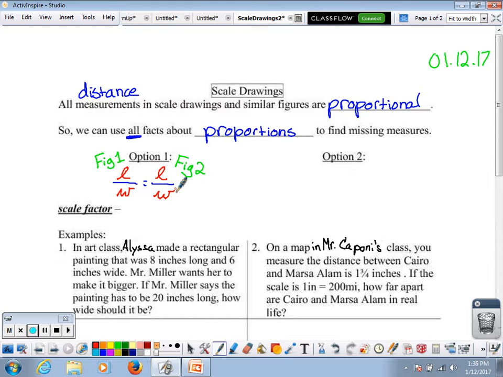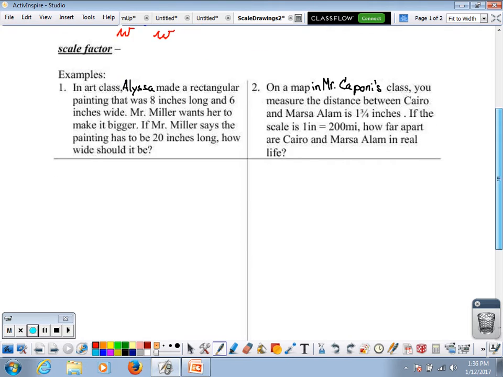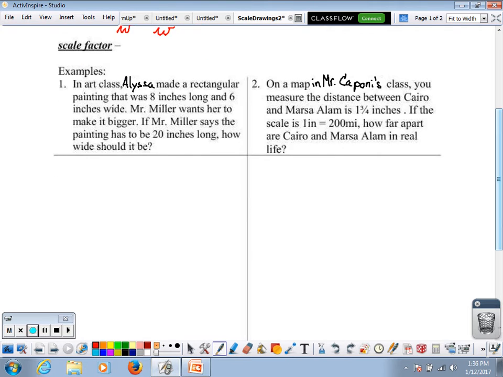So, who likes to paint? Okay, Katie, read number 1 for us, please. In our class, Alyssa made a rectangular painting that was 8 inches long and 6 inches wide. Mr. Miller wants her to make it bigger. If Mr. Miller says the painting has to be 20 inches long, how wide should it be?